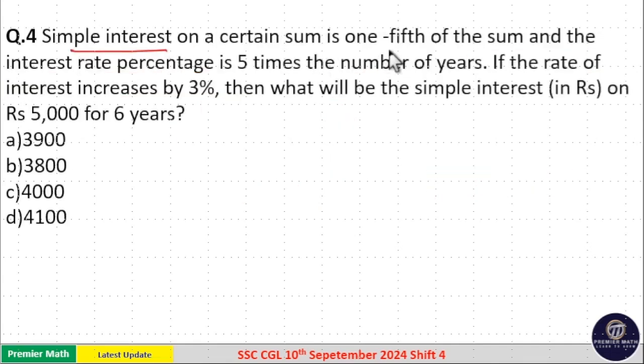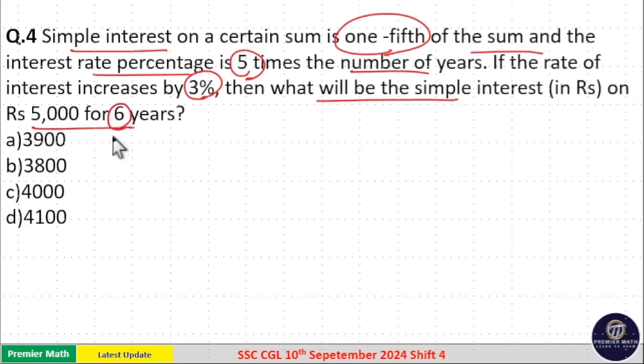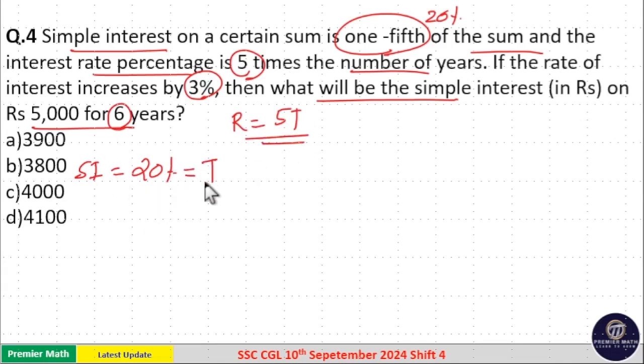Simple interest on a certain sum is 1/5 of the sum and the interest rate percentage is 5 times the number of years. If the rate of interest increases by 3%, then what will be the simple interest for rupees 5,000 for 6 years? Now, 1/5 means 20%. That is, here simple interest generated is 20% of the sum. Now, here rate is equal to 5 times the number of years. That is, this simple interest 20% generated in t years at r rate percentage. Now, substitute the value of r as 5t here.